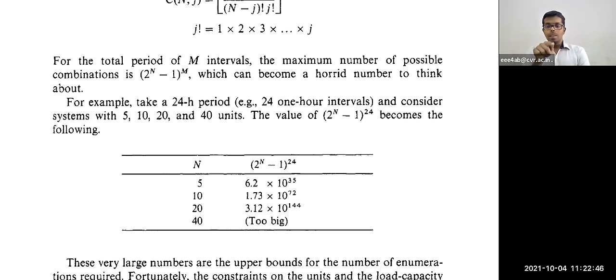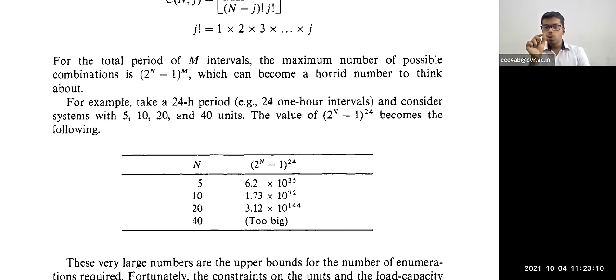I think in your scientific calculator, a math error will come, or sometimes undefined might also come. So why? Because it is very, very complex. You can't produce the combination. For 5 generating units itself, it is 6.2 into 10 to the power of 35.